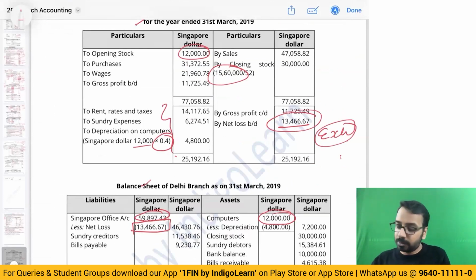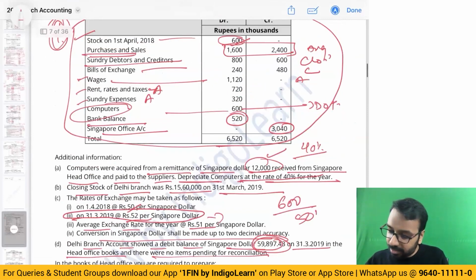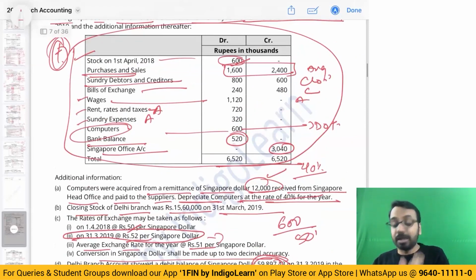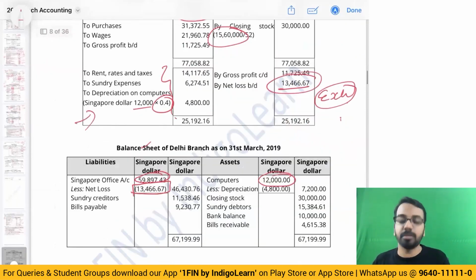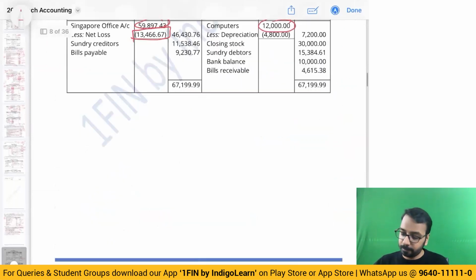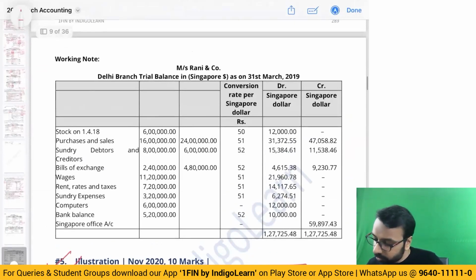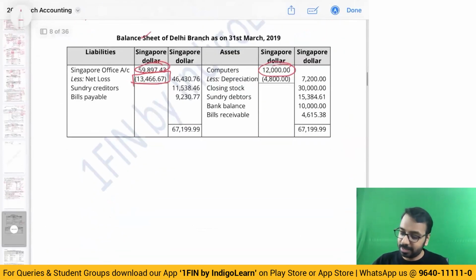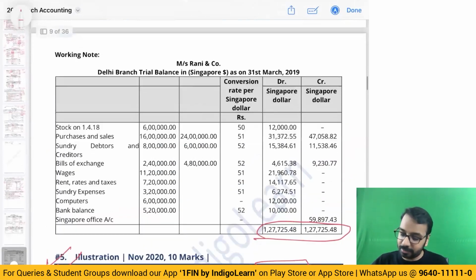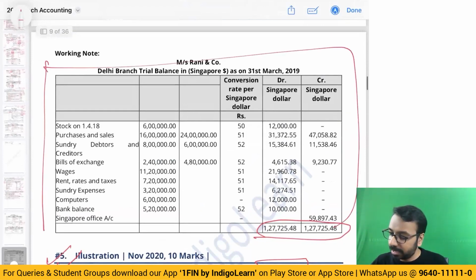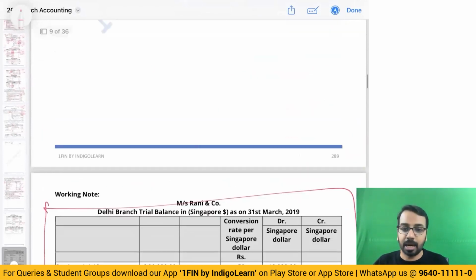That is also possible. So we have to first take the trial balance, convert the trial balance into our currency, into the Singapore currency, and see if there is any difference. That difference should be captured separately in the P&L. Okay. Oh, they have done it here. So there is no difference. I thought this is the answer, but they have done it here. This is what you should be doing first. There is no difference and hence there is no loss or gain.